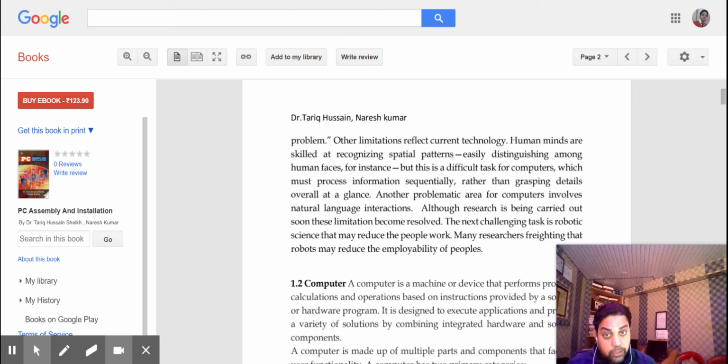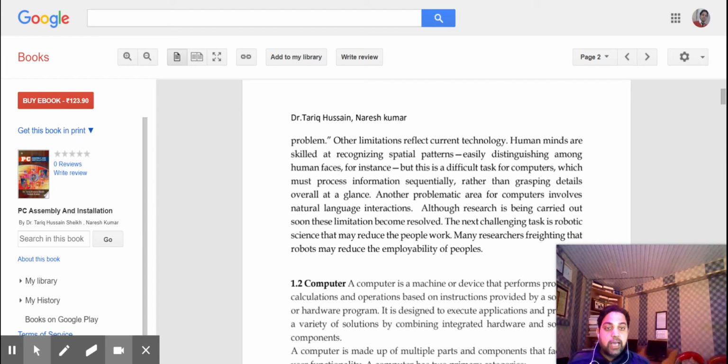Human minds, but instead of that, we have different limitations too. What are the limitations that computers possess? Human minds are skilled at recognizing spatial patterns easily, distinguishing among human faces, for example. But this is a difficult task for a computer, which must process information sequentially rather than grasping details overall at a glance. Another problematic area of the computer involves natural language interactions. Although research is being carried out, these limitations may soon be resolved.